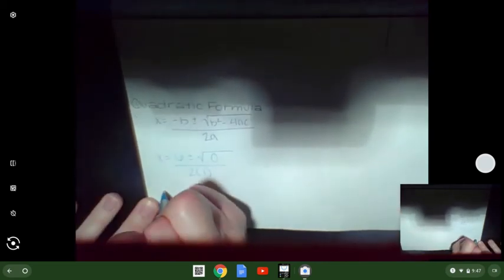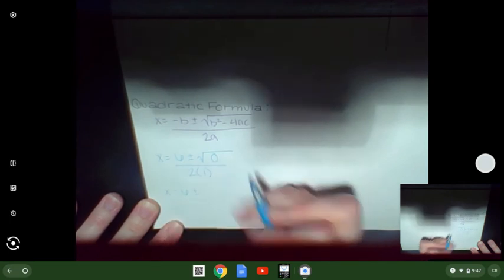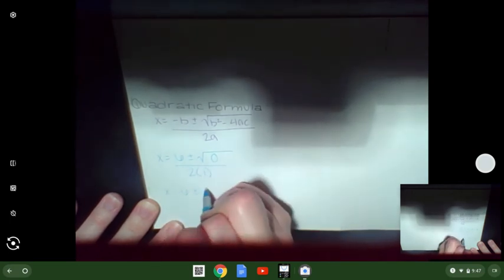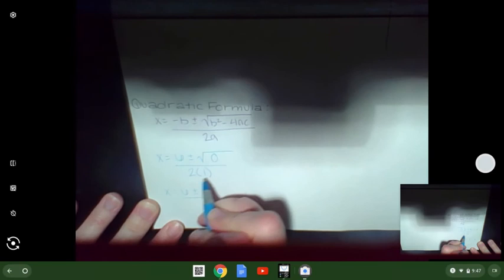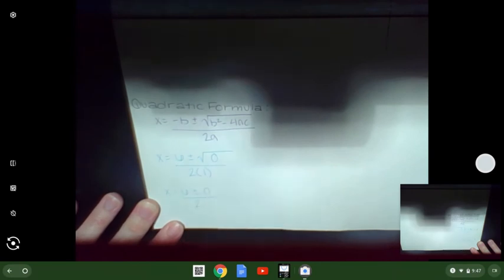Plus or minus the square root. Oh, wait, there's the discriminant. We already found the discriminant. It's 0, so I'm just going to plug in a 0. All over 2 times a, which is 1. Okay, go ahead and simplify. We have 6 plus or minus, well, the square root of 0. Oh, that's just 0, over 2 times 1, which is 2.